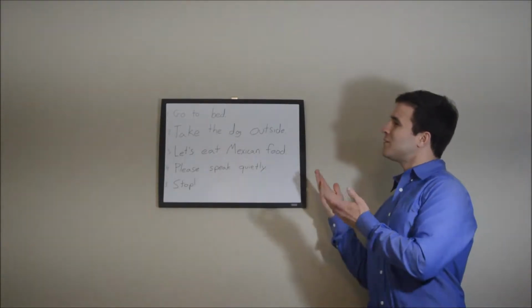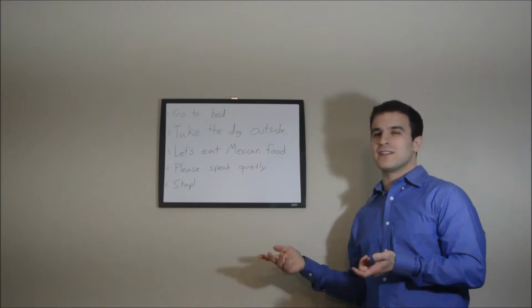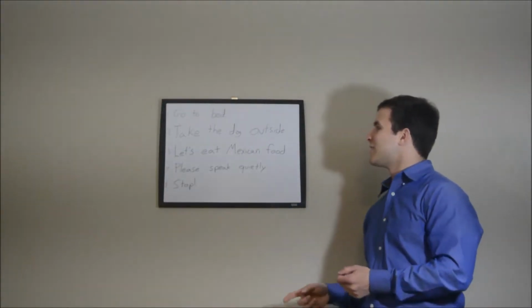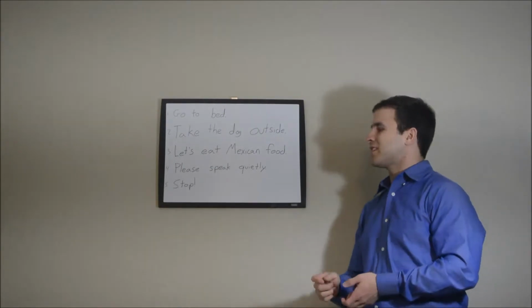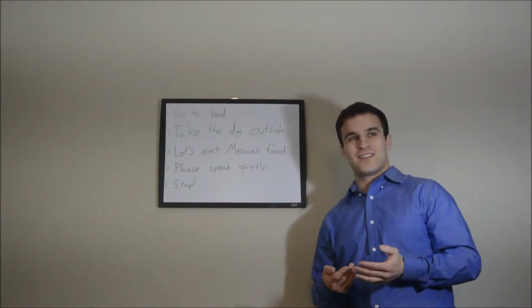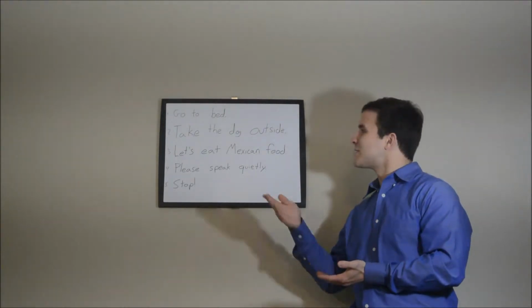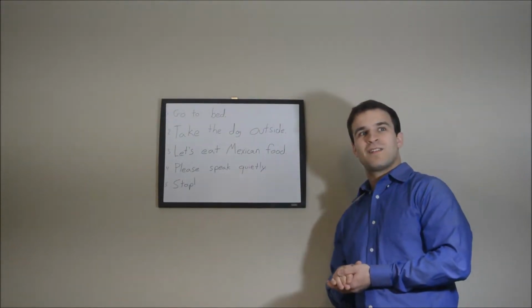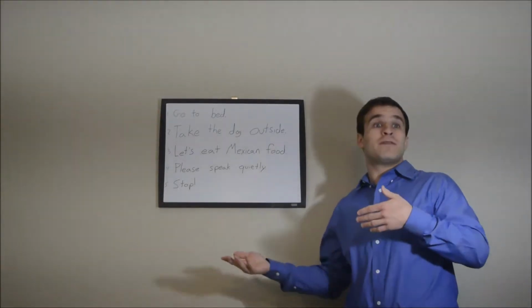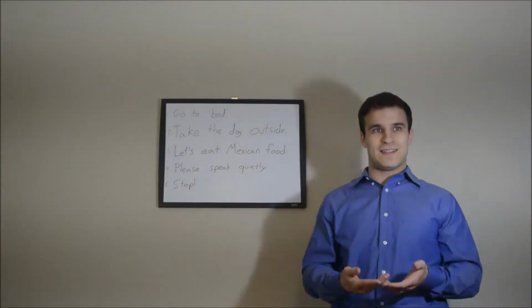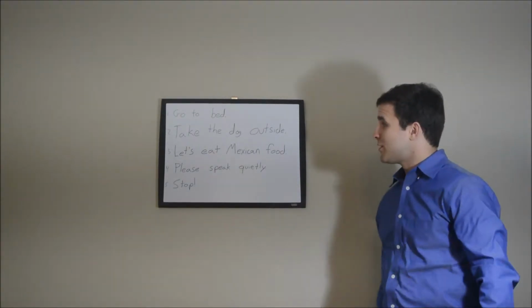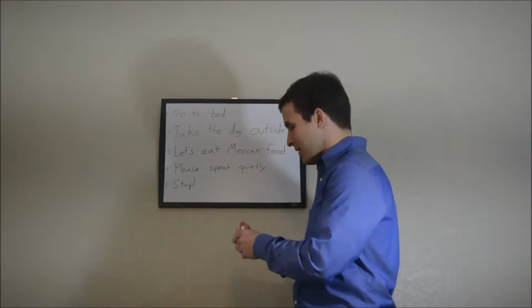Now, what do these sentences have in common? Let's look at them for a second. Go to bed. Take the dog outside. Stop. What are we doing here? Can you think of what's similar? Request? Request, exactly. They're all either giving a request or giving a command or that type of thing. That's what we call imperative sentences, imperatives.